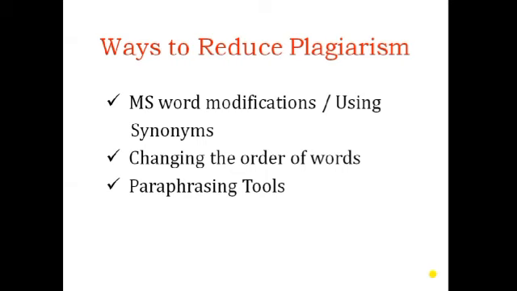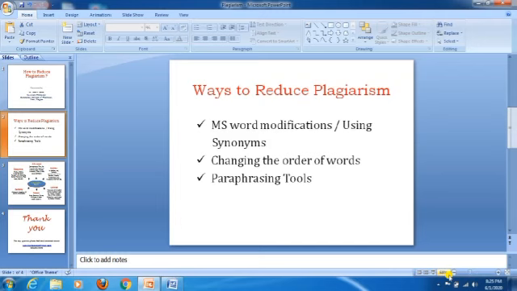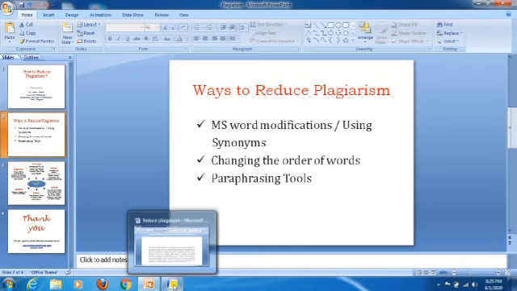There are three ways to reduce plagiarism. First is MS Word modification or using synonyms. Second is changing the order of the words, and third is paraphrasing tools. Let us do it by one example.